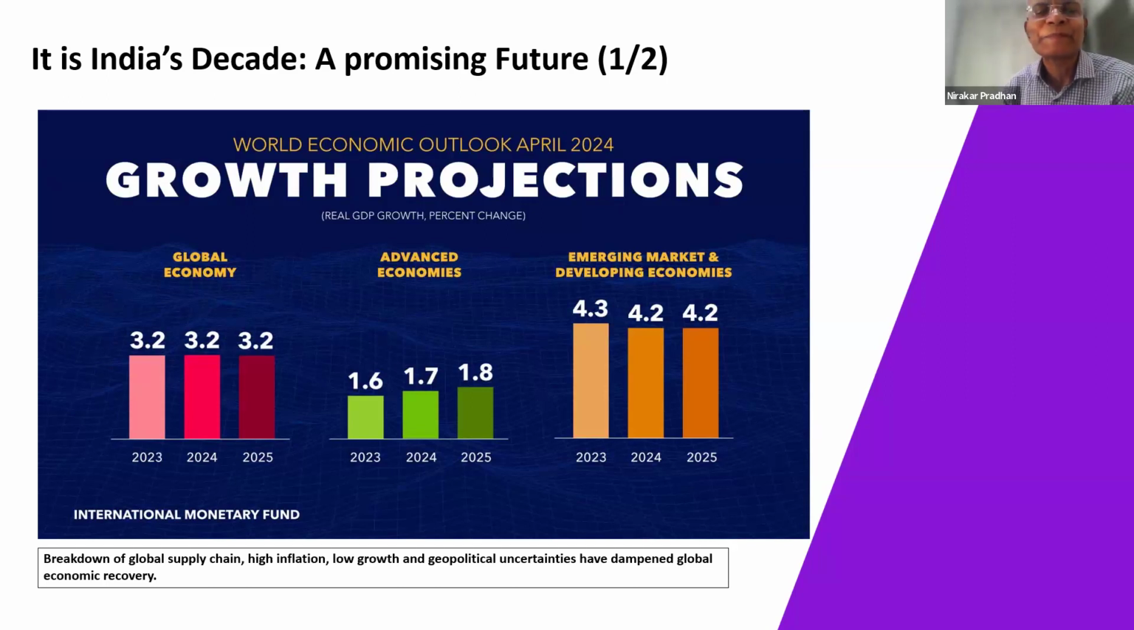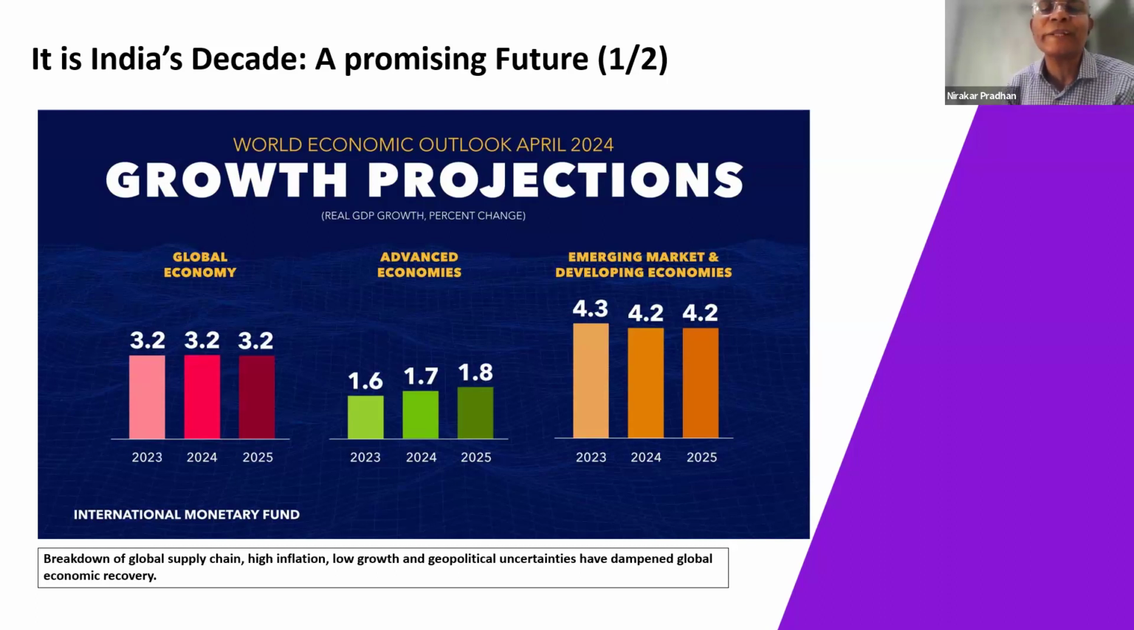Come to the right, India, China, other emerging economies. Before COVID, emerging market and developing economy growth was 4.5%. And last year, 4.3, so lower than pre-COVID. This year it will be 4.2, and next year again 4.2. Next 2, 3 years also, even poor and developing countries will grow less than what they used to grow before COVID.